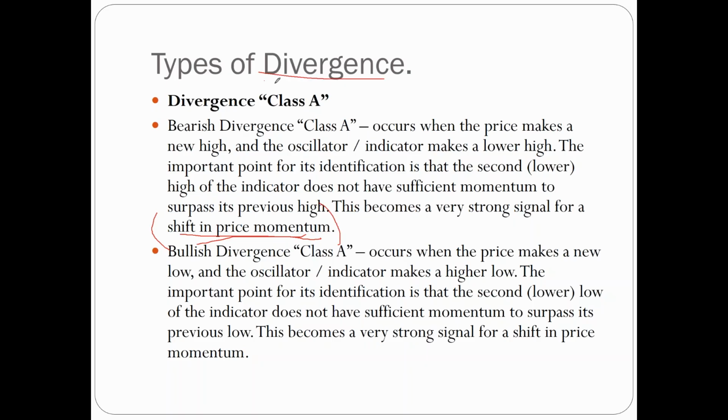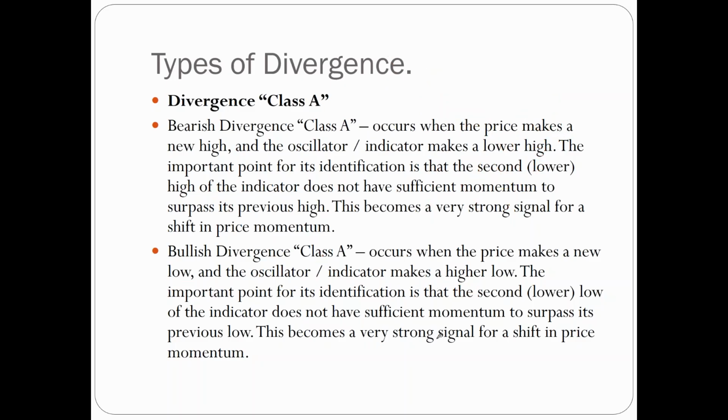So divergence are used for momentum trading. All right. Similarly, bullish divergence class A occurs when the price makes a new low and the oscillator makes a higher low. So price makes a new low and oscillator makes a higher low. All right, pretty simple.